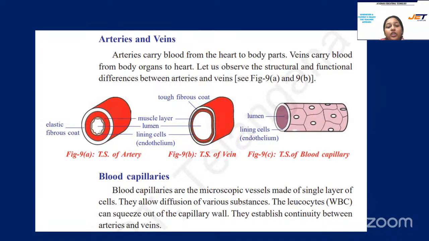Now, you can see the structure of the artery. You can see the lumen is very thin in the artery. That is why blood flows with pressure. And in the veins, the lumen is very wide. It is broad. This part, the white color portion, is the lumen. So this portion is wide. That's why the blood flows smoothly in the veins.